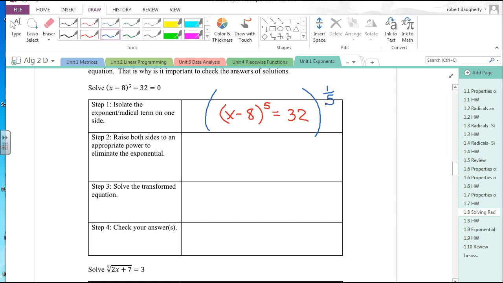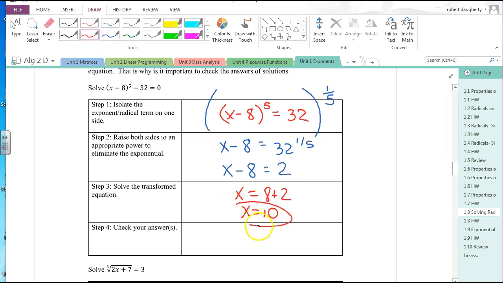So this turns into x - 8 = 32^(1/5). So when I take everything to the 1/5 power, that's what I get. Now, what does it mean to have 32 to the 1/5? That means the 5th root of 32, which is 2. So my answer is x - 8 equals 2. X is equal to what? So x is equal to 8 plus 2, or x equal 10.